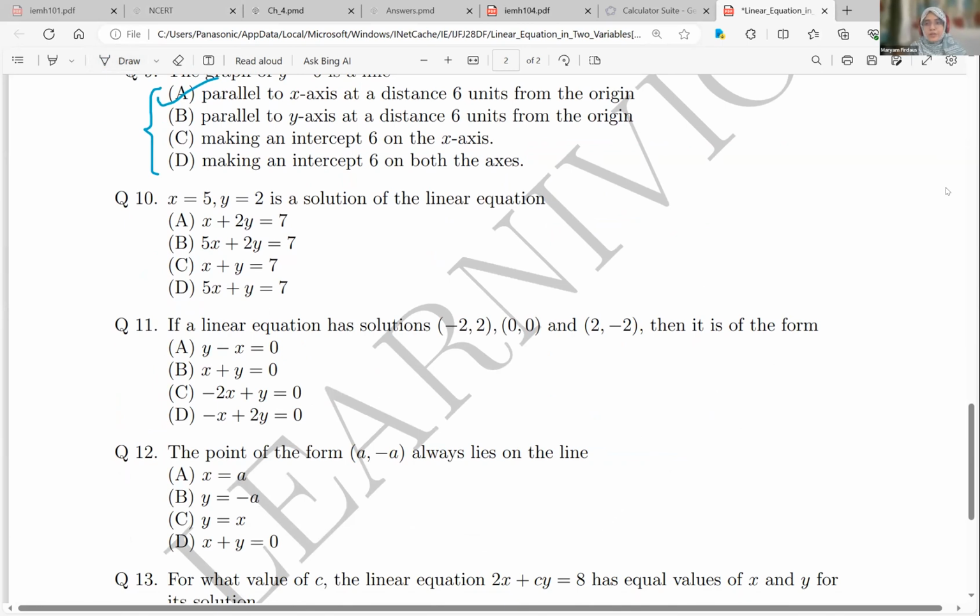Okay, if a linear equation has these three solutions, we know that it will have infinitely many solutions, right? So don't get confused. Oh, why does it have three solutions? It can have infinitely many solutions. So just three of those solutions are given over here. If a linear equation has solutions this, and this, then it is of the form A, y minus x is equal to 0.